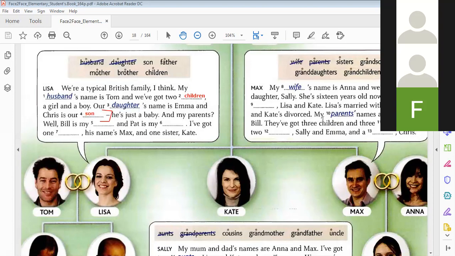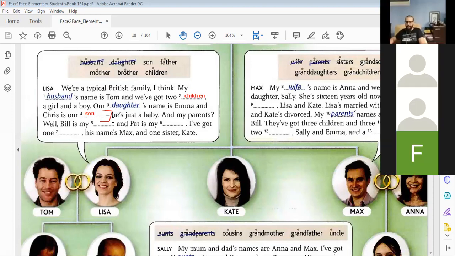Okay, who'd like to complete this? Let's see someone else. Okay, Omnimedia, you can complete the story. He's just a baby, and my parents, Bill is my father, and Beth is my mother. I have got 1 brother. His name's Max, and 1 sister, Kate. Okay, let's talk about this first, okay?